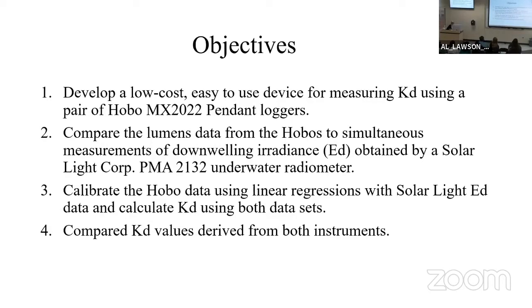So I'm going to give a brief overview of the objectives. As mentioned prior, we want to develop a low-cost, easy-to-use device for measuring water quality conditions. In this case, we will be measuring KD using a pair of Cobo pendant loggers. Now, once we have this, we will compare lumens data from Cobo with a higher-end sensor called the SolarLight. Once we do so, we download the data via the Bluetooth application, and we will calibrate the Cobo data using linear regression to SolarLight data. By doing so, we will also be calculating the KD. And finally, we will be comparing this data set with the other data set to see whether or not the Cobo sensors are reliable.